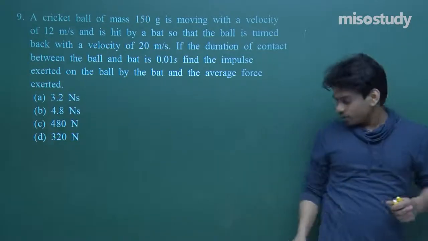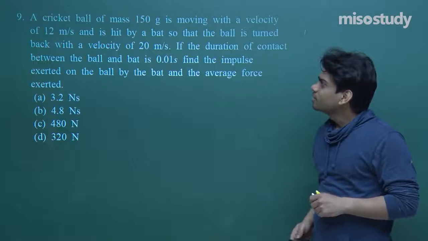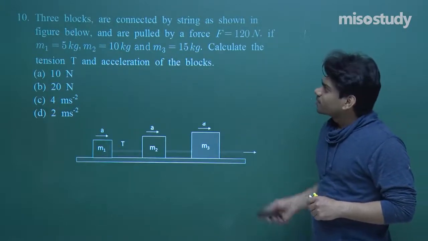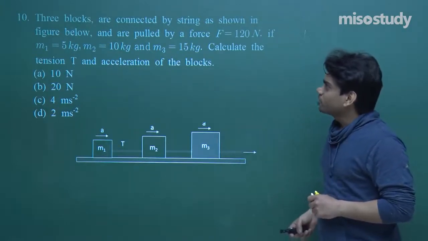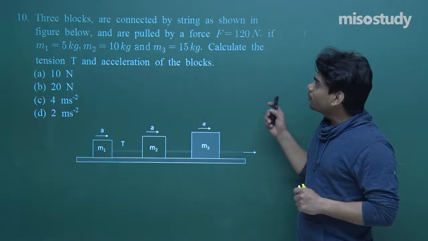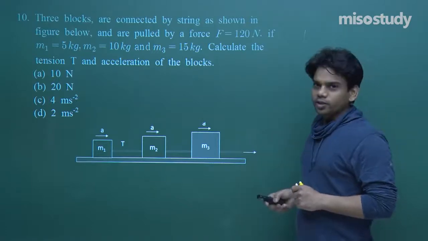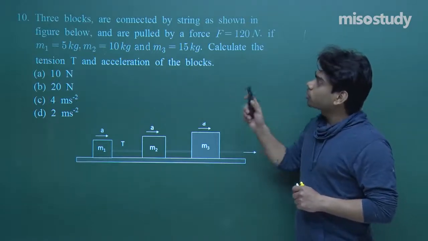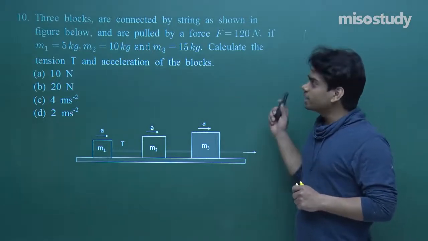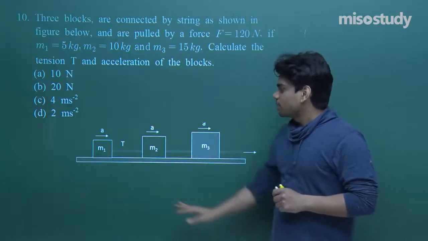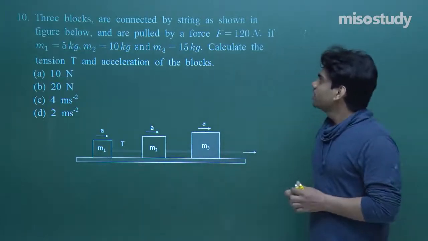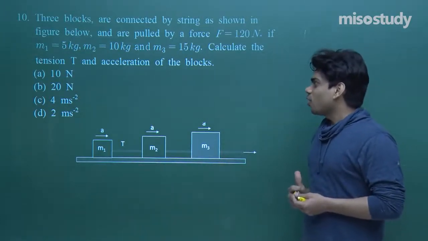So after doing this, let's go ahead with the next question that we have. Question number 10. Three blocks are connected by a string as shown in the figure below and are pulled by a force capital F equal to 120 Newton. If M1 equals 5 kg, M2 equals 10 kg and M3 equals 15 kg, masses of each, 5, 10, 15 is given. Calculate the tension T and acceleration of the blocks.